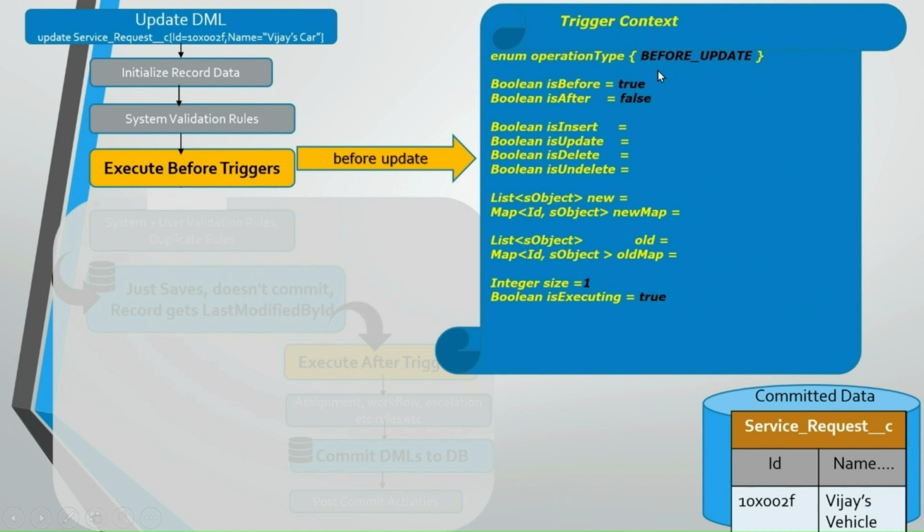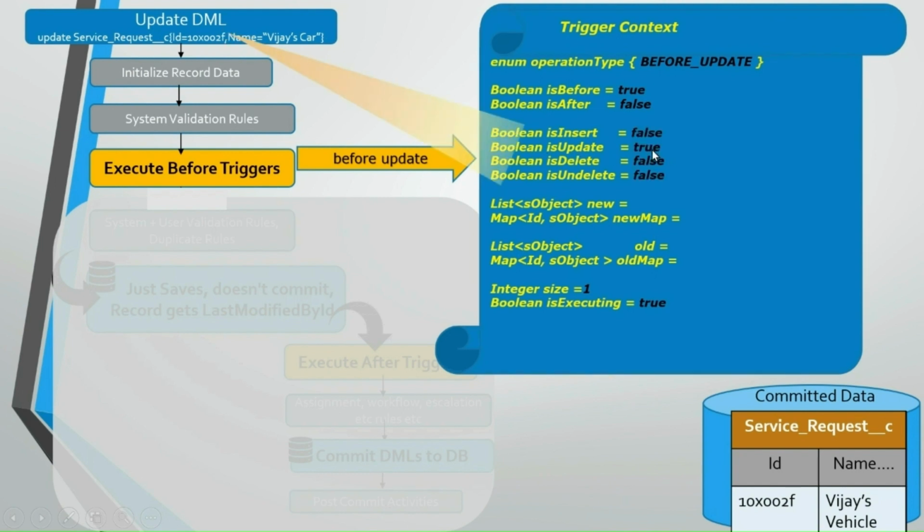Operation type is going to be before_update for the before update event. As this is a before event, is before flag is set to true, and is after flag is set to false. These four Boolean variables' values depend on the type of the DML. Here the type of the DML is update, so is update is going to be set as true. The remaining three Boolean values will get assigned as false.